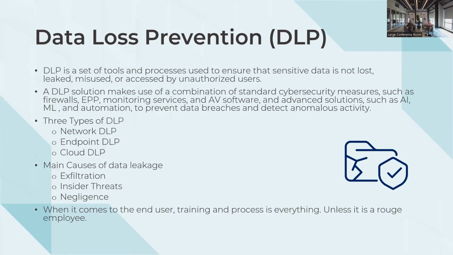Some of the main causes of data leakage are exfiltration, insider threats, and negligence. And when it comes to the end user, it comes back to training, and process is everything. Of course, you could have a rogue employee, so that's where some of the AI automation looking at anomalous activity really comes into play.